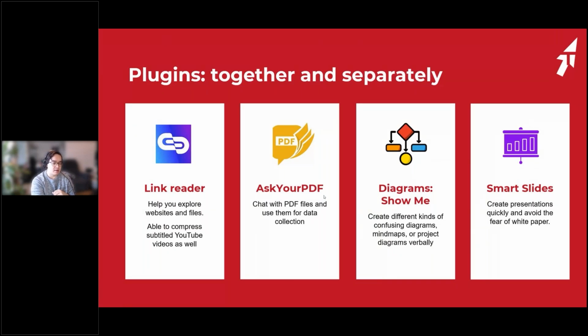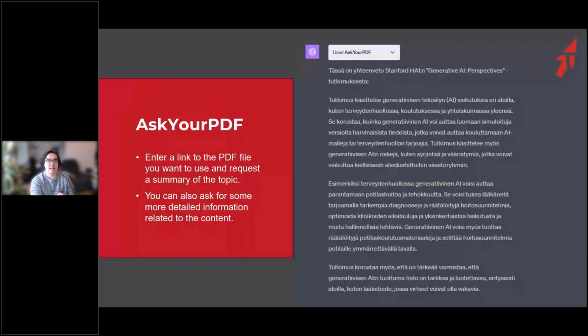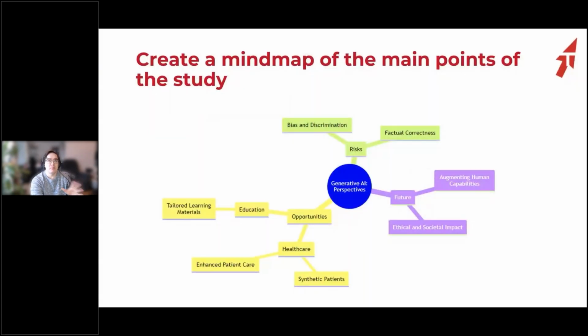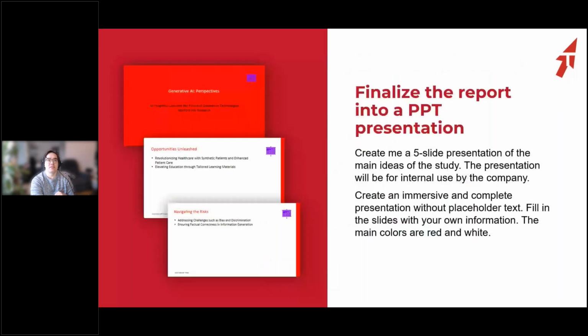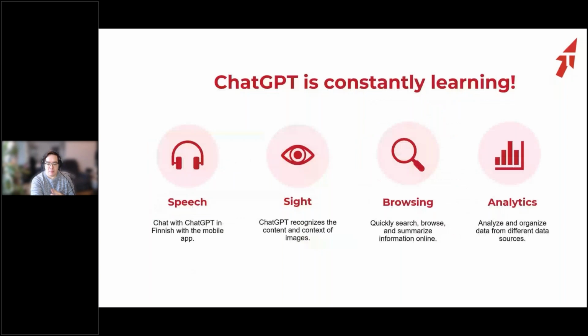Here I had on these slides, I had these same examples, but in written format. So we can enter PDF link. We can use it to request a summary of the topic or any other questions. We can make the mind maps. We can make the presentations. But the main point here is that even though ChatGPT doesn't do something right now, it doesn't mean that it's not able to do it at all.